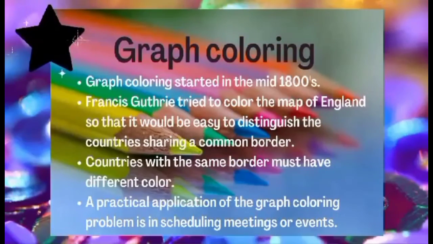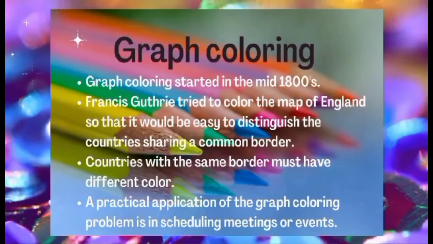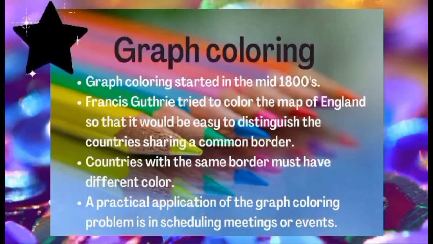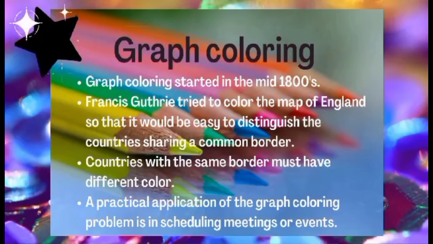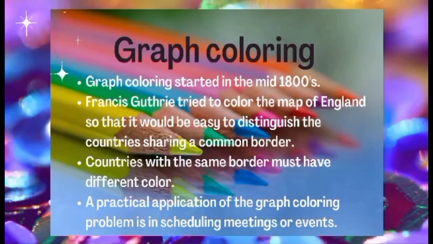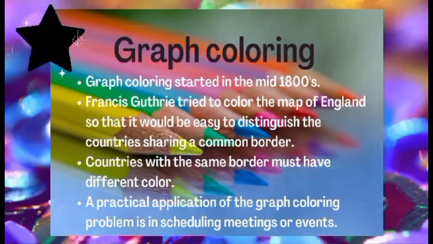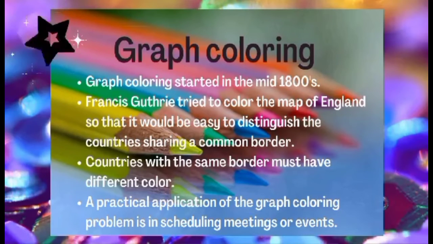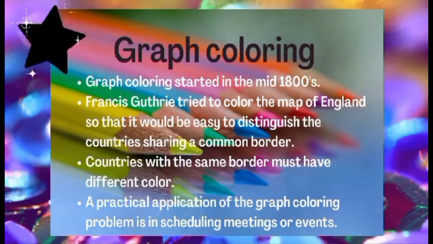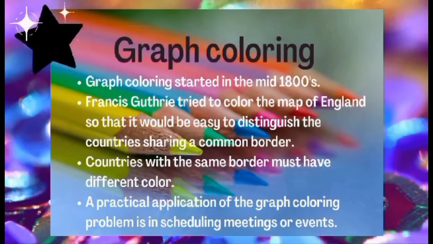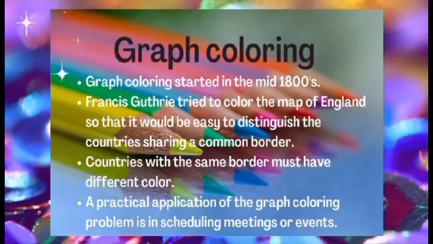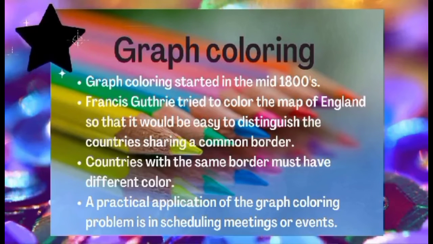Graph coloring. Graph coloring started in the mid-1800s. Francis Guthrie tried to color the map of England so that it would be easy to distinguish the countries sharing a common border. Countries with the same border must have different colors. A practical application of the graph coloring problem is in scheduling meetings or events.